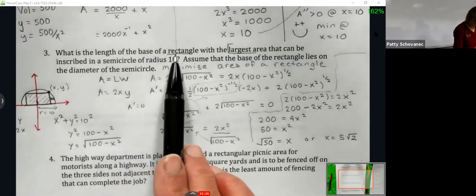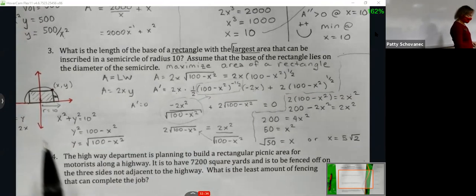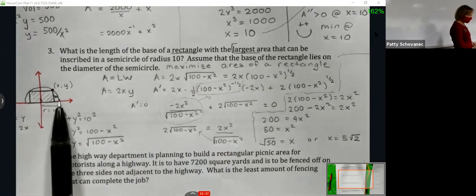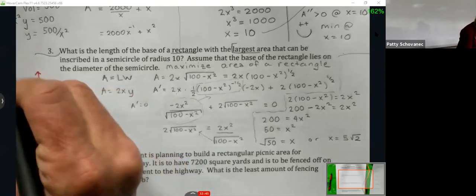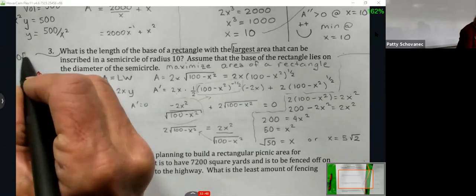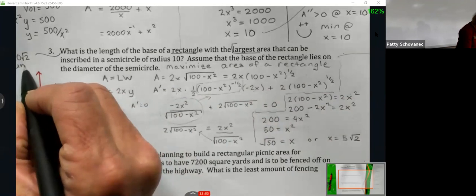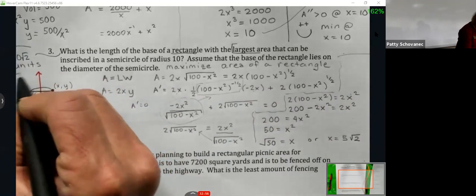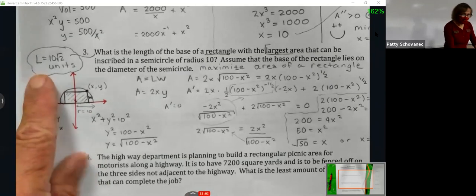What is the length of the base? Well, is the length of the base going to be 5 square root of 2? Now remember back up here, the length was twice x. I put this at the origin, so x only went out to here. The length of the base is going to be 10 square root of 2. And the units are going to be ambiguous. Okay, so we answer the question up over here.